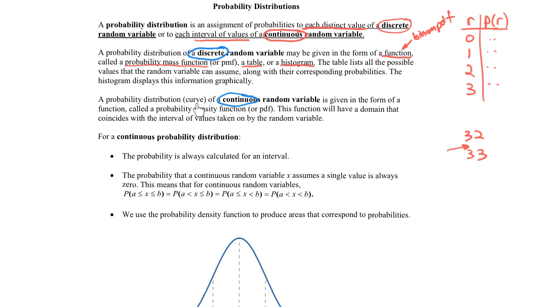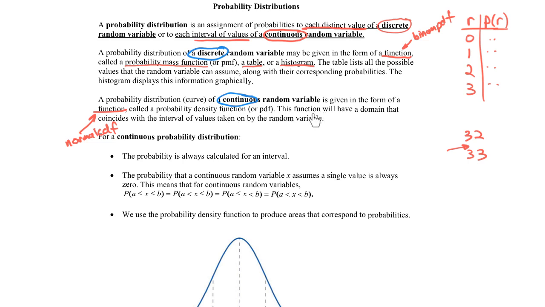So the probability distribution, or a curve, of a continuous random variable is given in the form of a function. The function that we're using right now is normal CDF. We'll see other ones later. Normal CDF, remember it's not normal PDF. We're never going to use a PDF function for continuous. And that'll make sense when we talk about it down here.